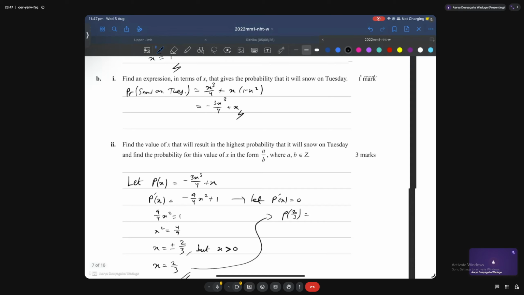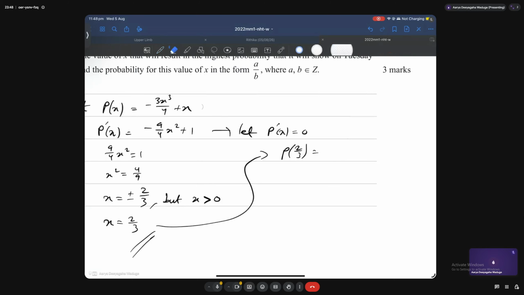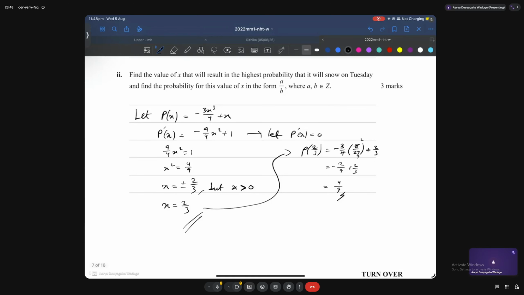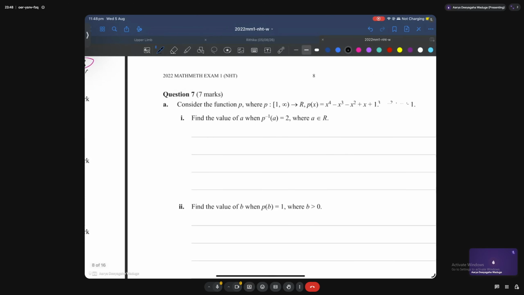Okay, so you could try and factor this, but I don't think that's worth it in this case. So this is just going to be negative 3/4 times, so 2/3 cubed is going to be 8 on 27, and then plus essentially 2/3. So very simply, this 9 is going to cancel out and this is going to cancel out to be 2, so this is negative 2/9 plus 2/3. Okay, so that is going to become 6 on the right side, and when you subtract 2, it's going to be 4 on 9. That's the answer, and you have both the probability and the value of x.